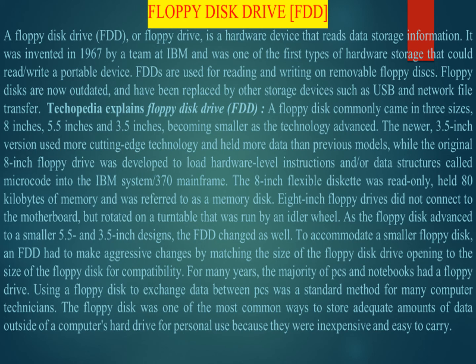18-inch floppy disk drives did not connect to the motherboard but rotated on a turntable that was run by an idler wheel. As the floppy disk advanced to smaller 5.25 and 3.5 inch designs, floppy disk drives changed as well. To accommodate a small floppy disk, an FDD had to make aggressive changes by matching the size of the floppy disk type opening to the sizes of the floppy disk for compatibility.